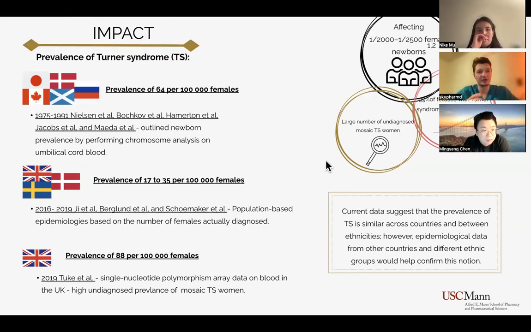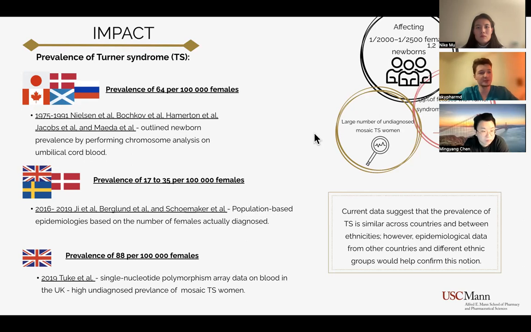What impact does the prevalence of Turner syndrome have? A couple of things I do want to mention: there were multiple studies looking at the prevalence of Turner in general. The earliest, I would say, is from 1975 to 1991. It was conducted through 3 or 4 different studies, and they outlined the newborn prevalence by performing chromosomal analysis. It was quite a breakthrough study back in the day. They analyzed umbilical cord blood samples, and the prevalence they found was 64 per 100,000 females.